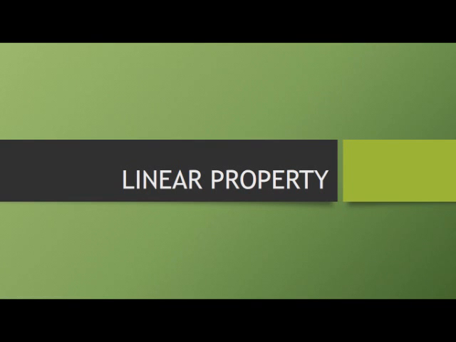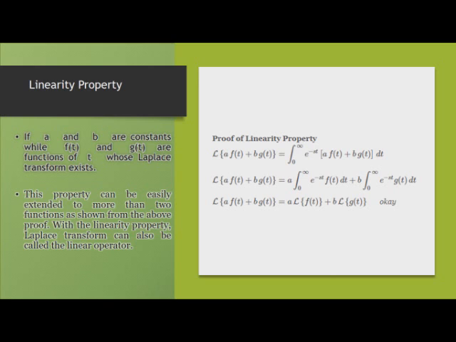Linear property. The linearity property: if a and b are constants, while f of t and g of t are functions of t whose Laplace transform exists, therefore the Laplace transform of a times f of t plus b times g of t is equal to a times the Laplace transform of f of t plus b times the Laplace transform of g of t. This property can be easily extended to more than two functions as shown from the above proof. With the linearity property, Laplace transform can also be called the linear operator.